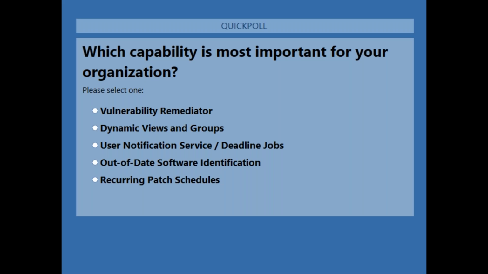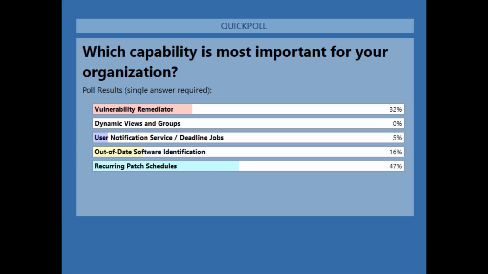It looks like recurring patch schedules is pretty high on the list, which is good. Then vulnerability remediation, which is a very unique feature to Bacon. We're really the only one out there that not only finds vulnerabilities, but can fix all three kinds. That's patches, third-party software patches, and configurations. Out-of-date software identification was important too, and we do that as well. The user notification service got a little bit of a vote there, and that's actually going to be a focus in part of the webinar today.